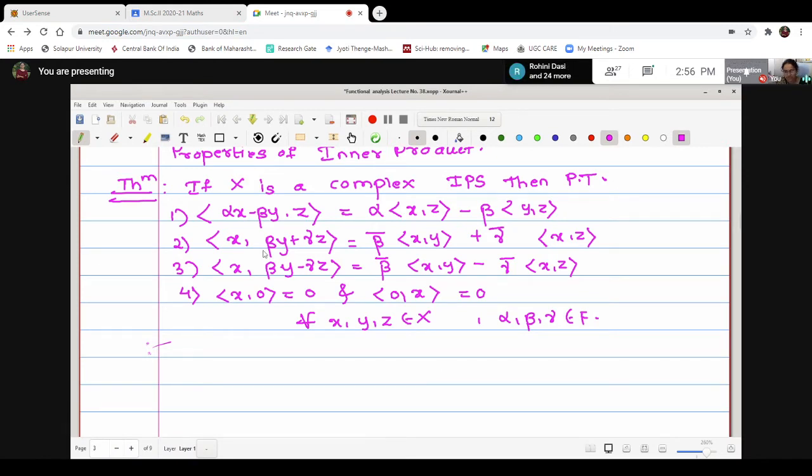Okay, let us start all the properties. I will write the property which is in our hand, that is inner product alpha x plus beta y along with z is alpha times inner product x with z plus beta times inner product y with z.